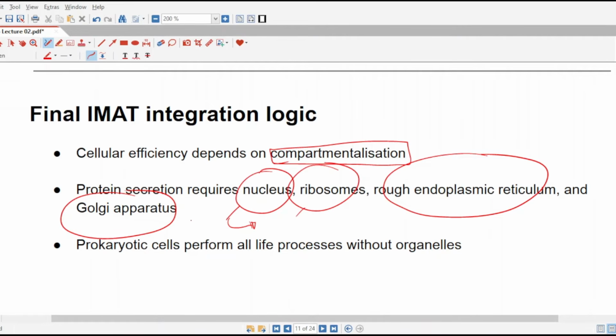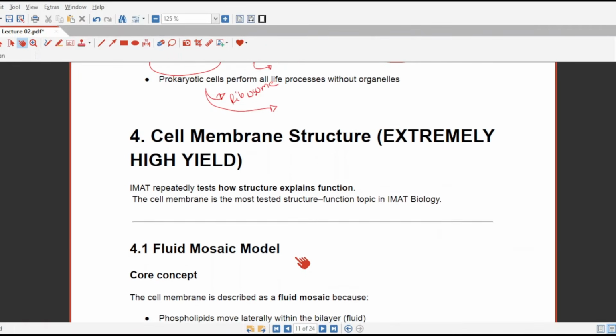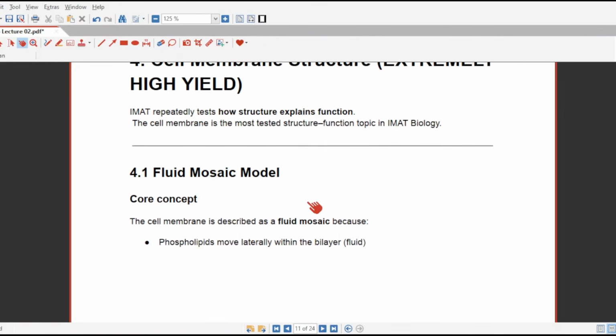Prokaryotic cells perform all life processes without organelles. That means that prokaryotic cells only have ribosome. Ribosome will make protein, and the respiration will take place on the membrane of prokaryotic cell. One of the most important topics, cell membrane structure. Before studying the description, let's look at a structure.